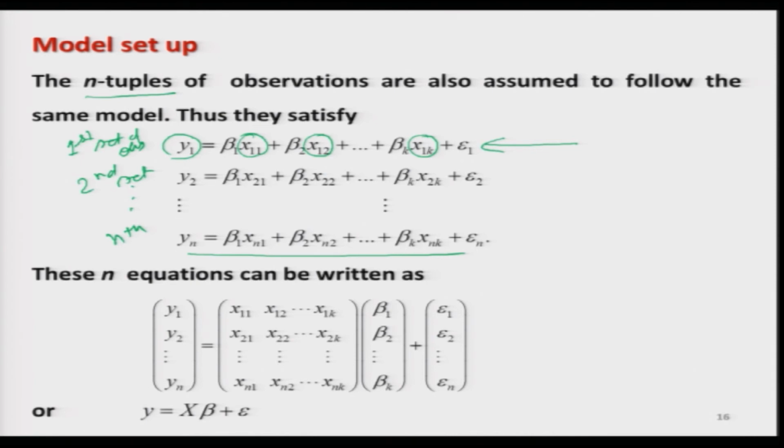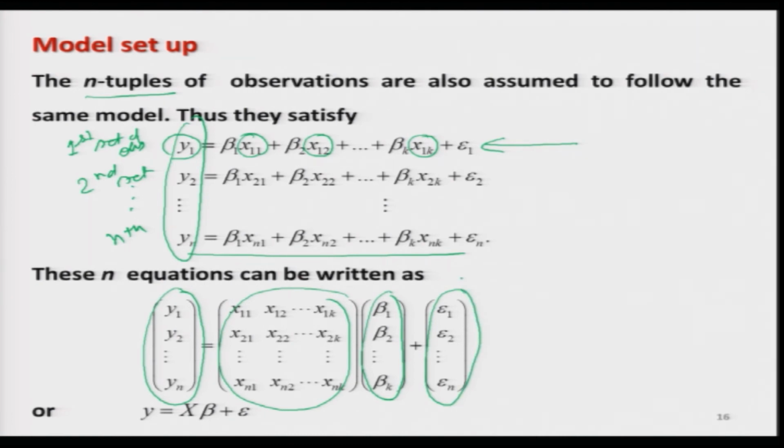You know from your mathematics knowledge that I can write these linear equations in the form of vectors and matrices. So, these observations y1, y2, yn can be written in the form of a vector. Similarly, all these observations on x1, x2, xk are written in the form of this matrix. All the regression coefficients are written as beta 1, beta 2, beta k, and all the random error components are given as epsilon 1, epsilon 2, epsilon n. So, in general, I can denote all these y1, y2, yn in a vector small y.